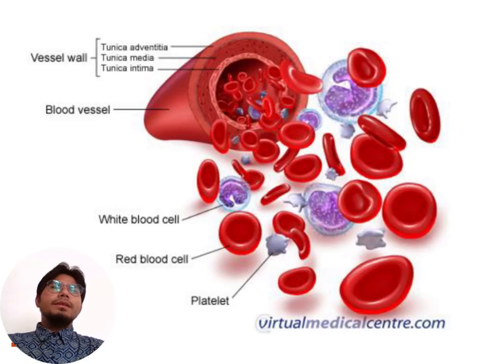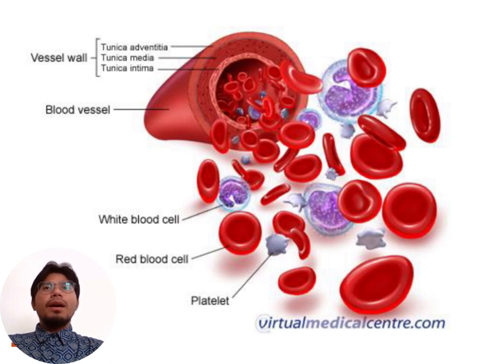All right, this figure gives you an overview of some parts of the anatomical structure of a blood vessel and also the main components of the blood. The top left side indicates the layers of the vessel wall. The outermost one is known as tunica adventitia, the middle one is tunica media, and the innermost layer is known as tunica intima.